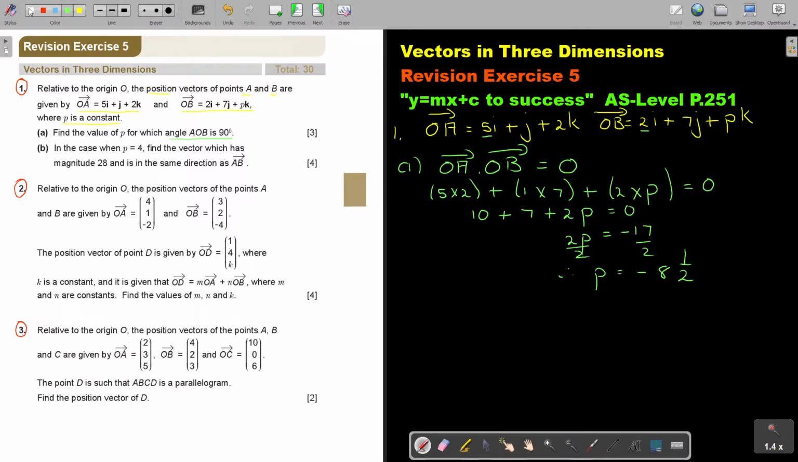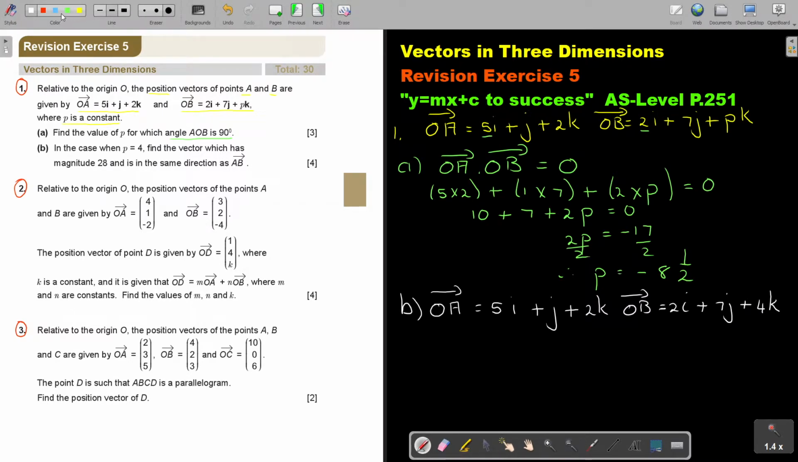Let's look at number B. In the case when p is 4, so basically I'm going to now change that. I have my OA, that's fixed, you don't have to write it again. I just want to move up and I'm afraid you will not see it then. And then OB is 2i plus 7j and now plus 4k. Find the vector which has magnitude 28 and is in the same direction as AB.